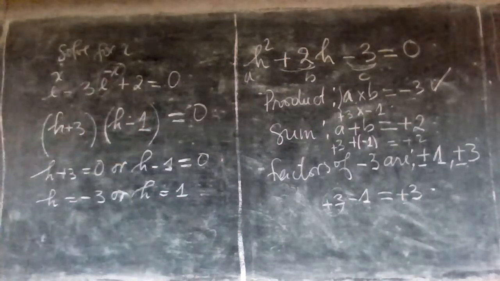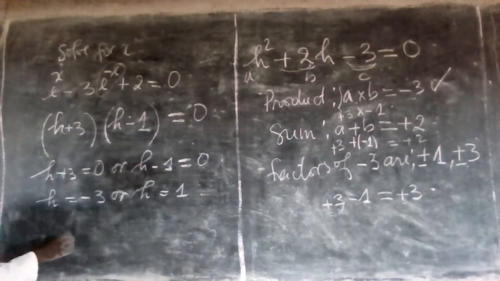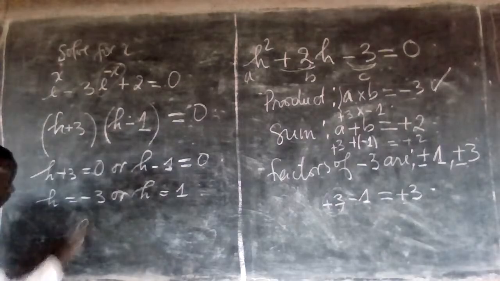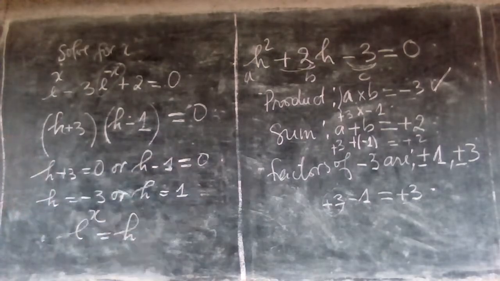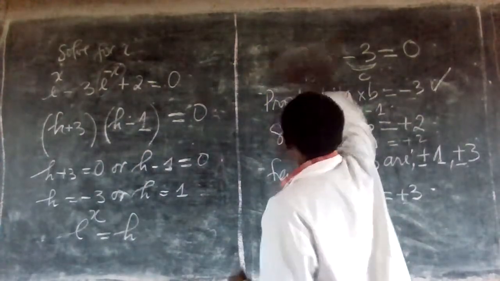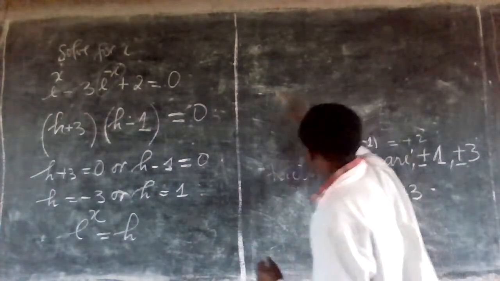Let us continue. Remember we have supposed that we have taken, let h, if I remember, e power x is equal to h. It is what we have taken. Yes. Now we are going to do it for each one.